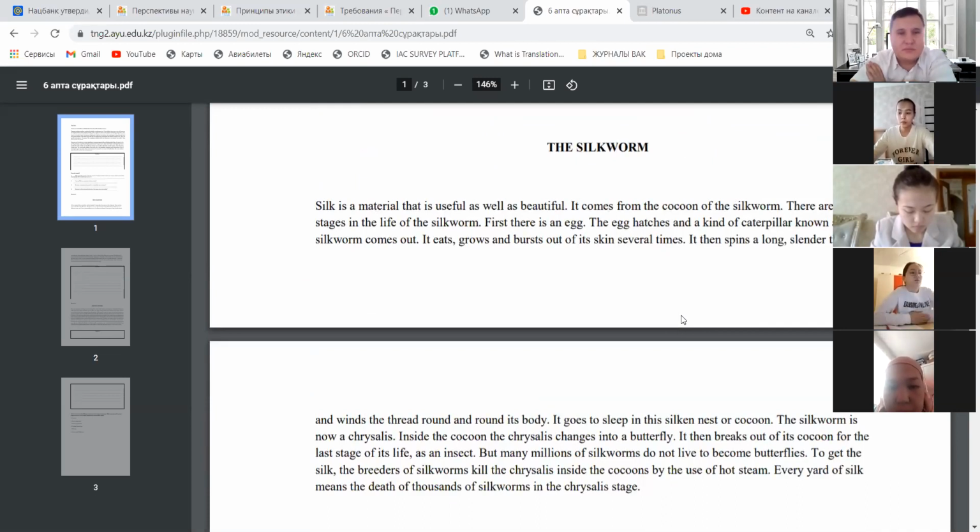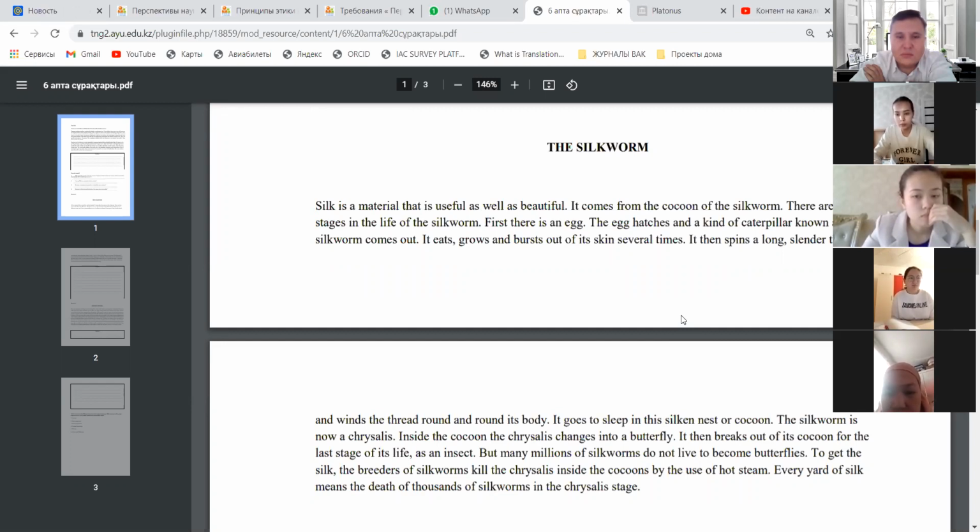Silk is a material that is useful as well as beautiful. It comes from the cocoon of the silkworm. There are 4 stages in the life of the silkworm. First, there is an egg. The egg hatches and a kind of caterpillar known as a silkworm comes out. It eats, grows, and bursts out of its skin several times. It then spins a long, slender thread and winds the thread round and around its body.